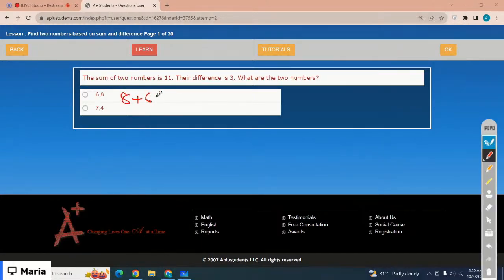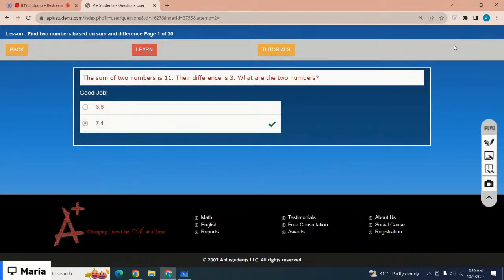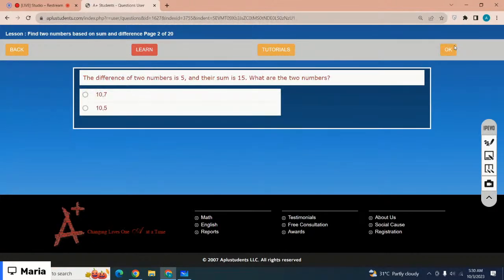Just look at the second one. 7 plus 4, that makes 11, right? This is true. Let's just check the difference. 7 take away 4, that is 3. This one is also true. That means the numbers are 7 and 4. You don't have to do long calculations. Just think and then answer, right? That would be logical. Logical reasoning means the mental math. You can just think, understand, and answer, right?